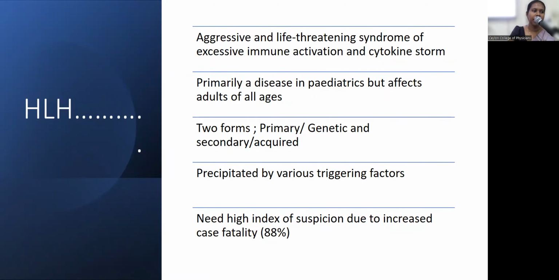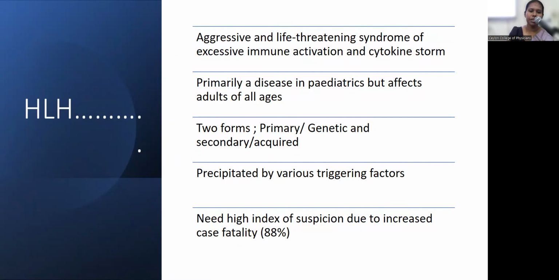Haemophagocytic lymphohistiocytosis, or HLH, is an aggressive and life-threatening syndrome of excessive immune activation, with a very aggressive cytokine storm which leads to multi-organ dysfunction. This is primarily considered a disease in pediatrics, and most of the evidence comes from the pediatric literature, but it can affect adults of all ages. Basically, there are two forms, primary and secondary. The primary form has a genetic basis, and the secondary form is mostly acquired. The primary form is commonly seen in infants and children, and the secondary or acquired form is the commonest type in the adult population.